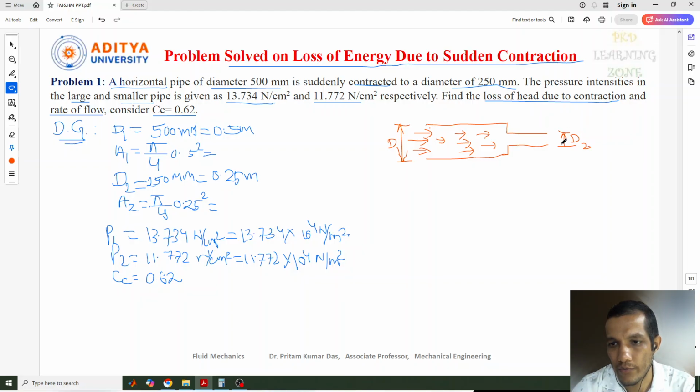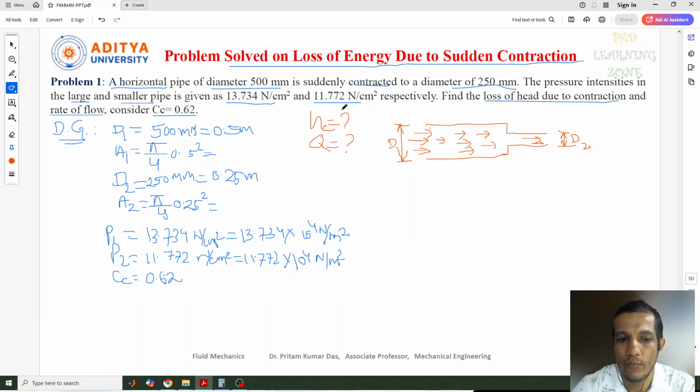Now here what we need to calculate: the loss of head due to contraction. We need to find out two things. One is the loss of head due to contraction, this is Hc, and the rate of flow, which is Q. These two things we need to calculate.